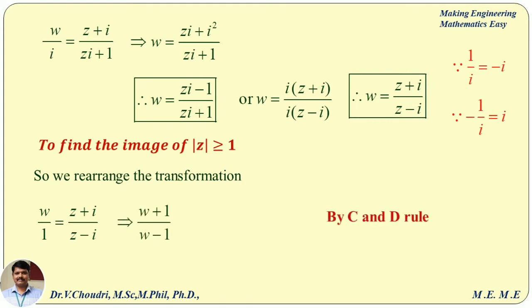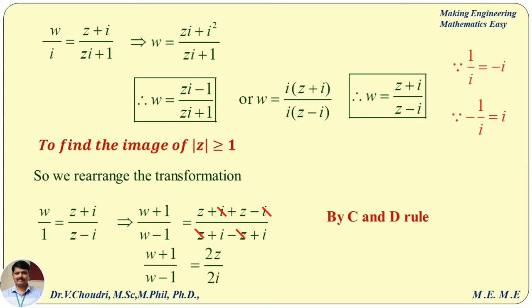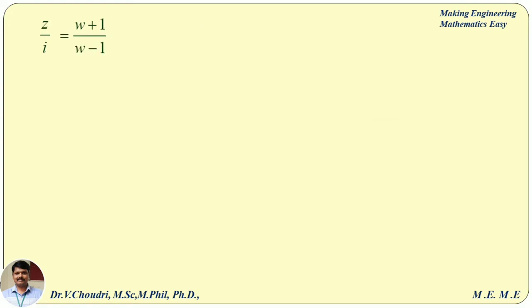So on the left hand side, numerator plus denominator divided by numerator minus denominator equals numerator plus denominator divided by numerator minus denominator. Simplifying this equation, i will be cancelled, z will be cancelled. Therefore, w plus 1 divided by w minus 1 equal to 2z by 2i. Cancelling 2 from numerator and denominator, we got this result.